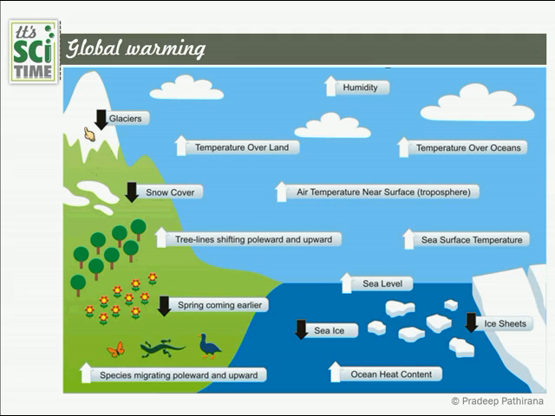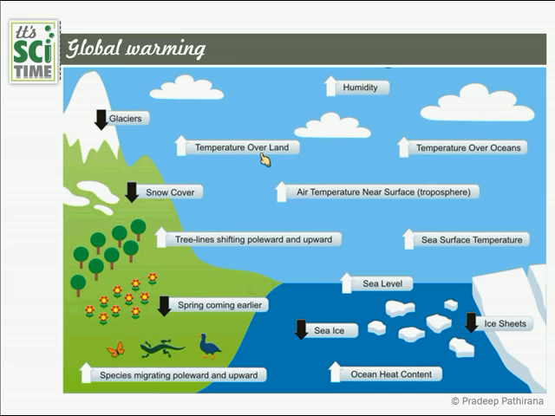Some things reduce: glaciers decrease, snow cover decreases, spring comes earlier, because when the heat increases, sometimes flowers bloom early, fruiting takes place early, and sea ice level decreases, ice sheets decrease. As a result of decrease in these things, some other things take place. When the ice level decreases, the sea level or the water level increases.